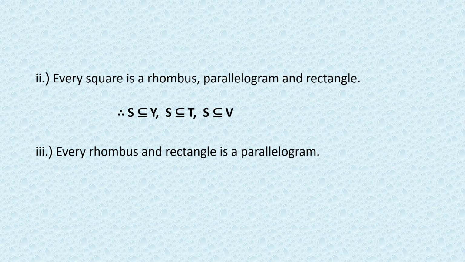Next, every rhombus and rectangle is a parallelogram. So, what are the properties of a parallelogram? Opposite sides are parallel to each other. So, Y, which is the set of rhombuses, is a subset of T, that is the set of parallelograms, and the rectangle, that is V, is a subset of T.